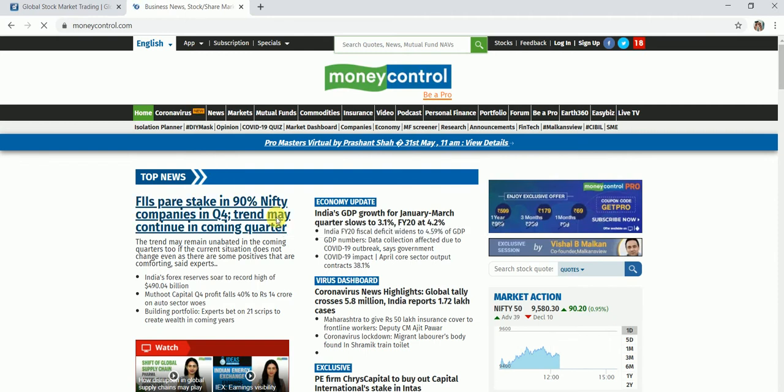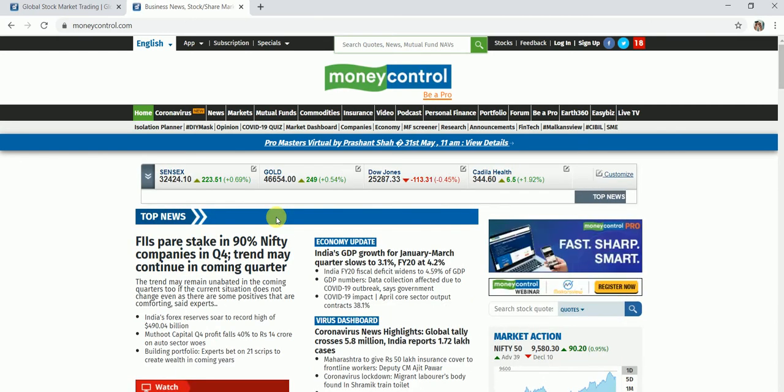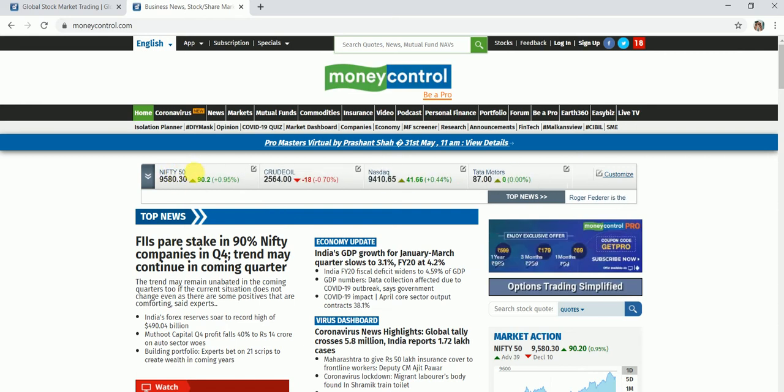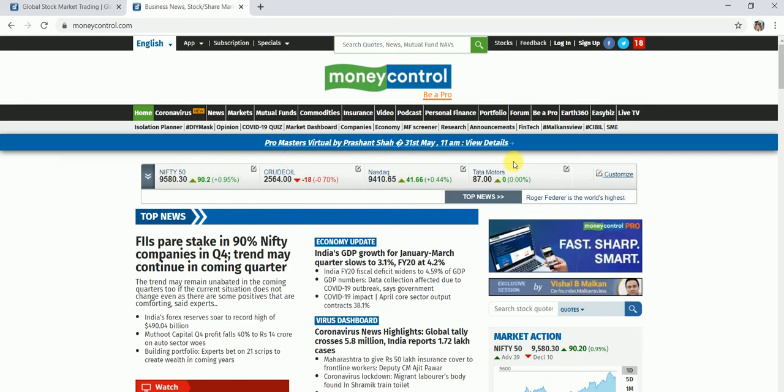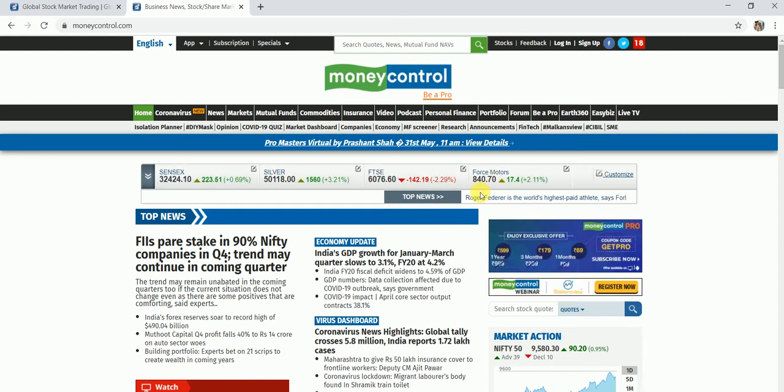Here you will find all the recent news, all the important stocks that are in focus today. Like you can see the Sensex, Nifty, crude oil, Nasdaq, and all the important stocks and their uptrend, downtrend. What are their percentage of shares that have increased? How much they have decreased? All those data you can find over here.